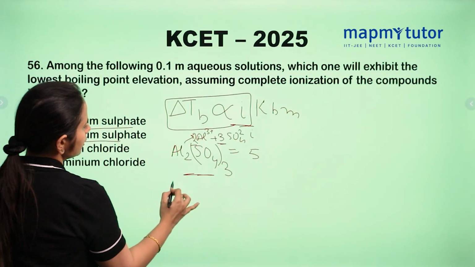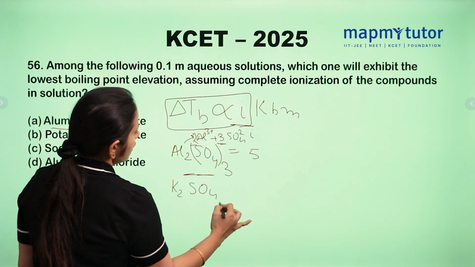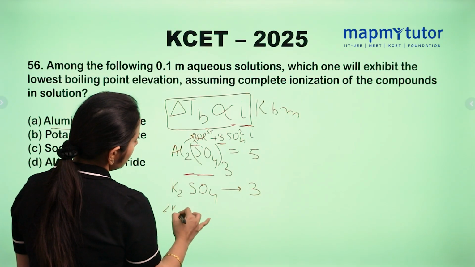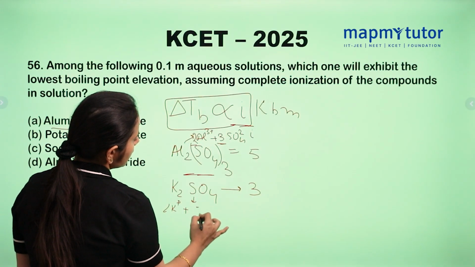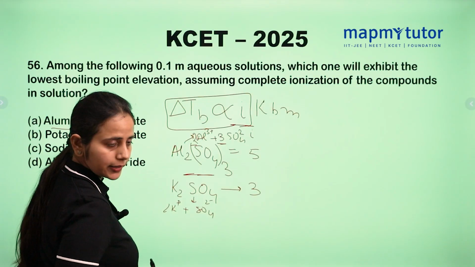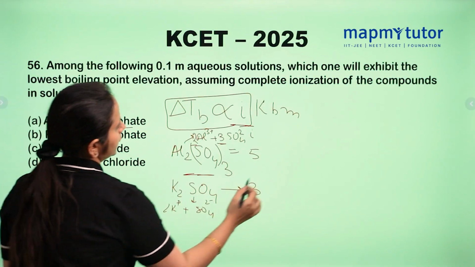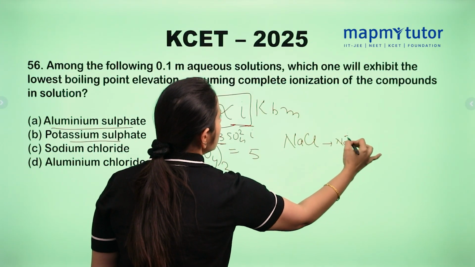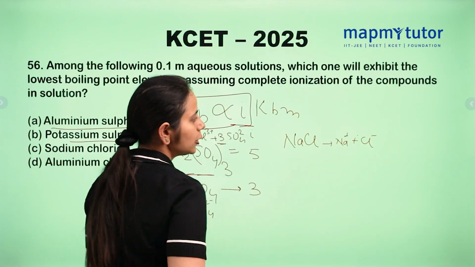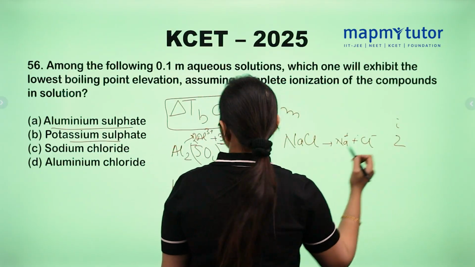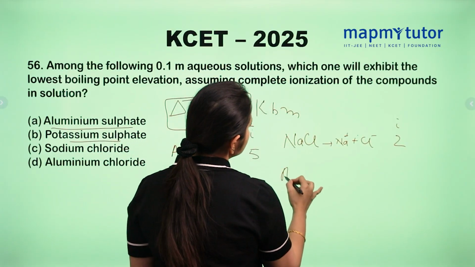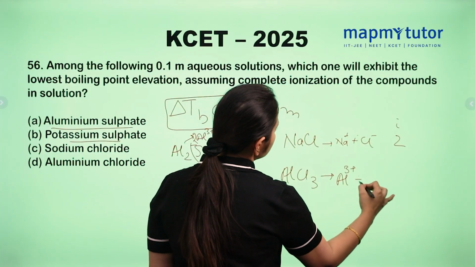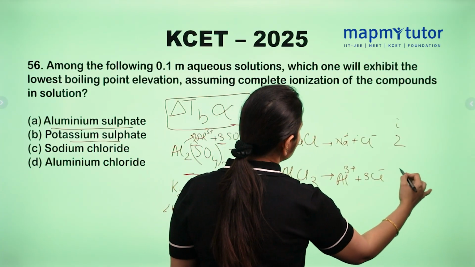In case of potassium sulfate, K2SO4, the value of i will be 3, that is 2 K positive and SO4 2 negative. Sodium chloride, NaCl, will dissociate into Na positive and Cl negative, so the i value will be 2. And aluminium chloride, AlCl3, gives aluminium 3 positive plus 3 Cl negative, so the i value will be 4.